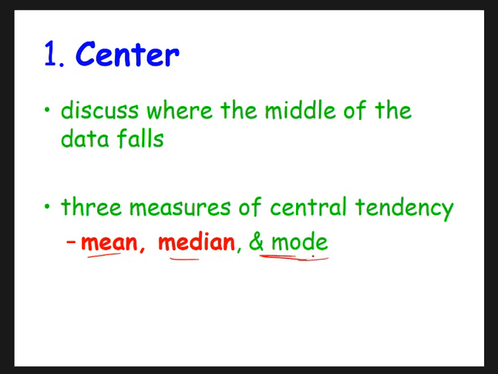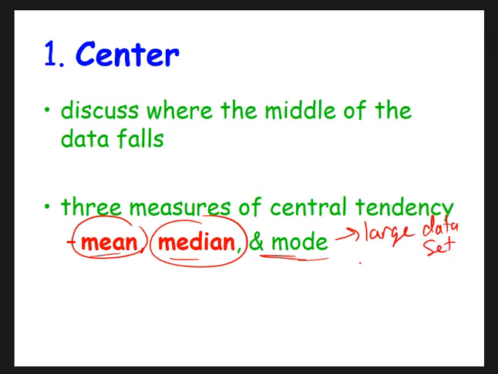Notice the mode is in green because the mean and the median are typically the most important. The mode is the number that occurs the most often. In small sets of data, a lot of times there isn't even a mode because there are no numbers that are repeated. But the mode is really only useful for a large data set, or it can be used for categorical data.